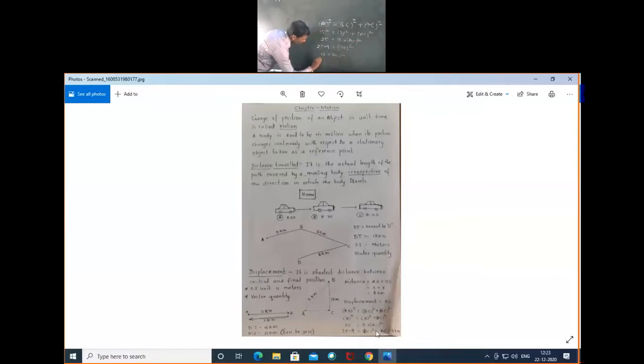So squaring it like this, square root of 16. Therefore AC is equal to square root of 16, which is 4. So 4 kilometers is the shortest distance, the displacement. Remember this, it is very important, because these problems will appear in the Common Entrance Test.